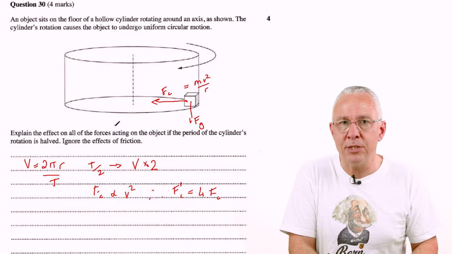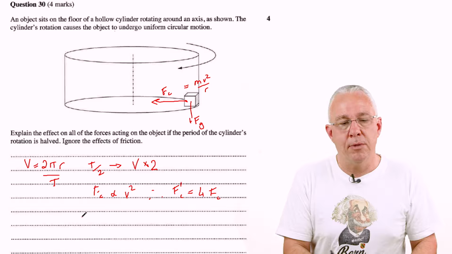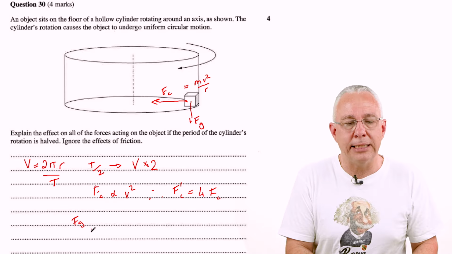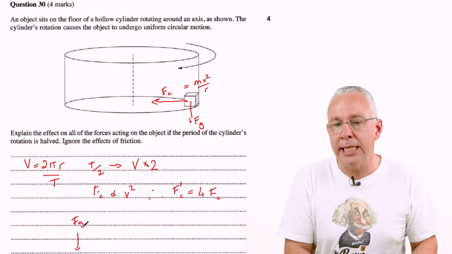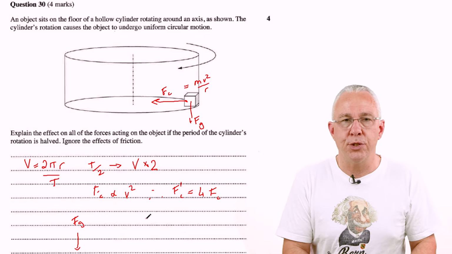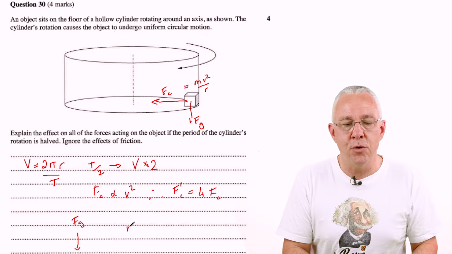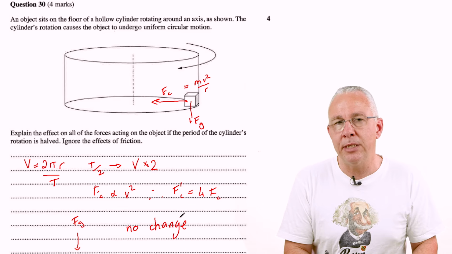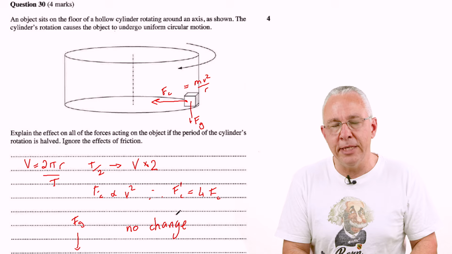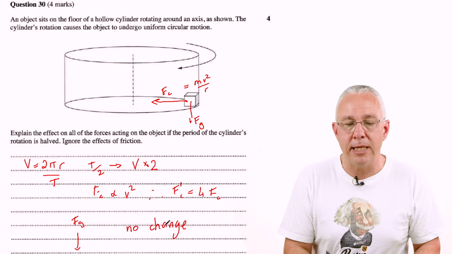But we must talk about the gravitational force. Well, the gravitational force is acting directly downward, perpendicular to the centripetal force. So therefore, there is no change in the gravitational force. It's still acting downward. The period of the rotation will not affect that particular value.